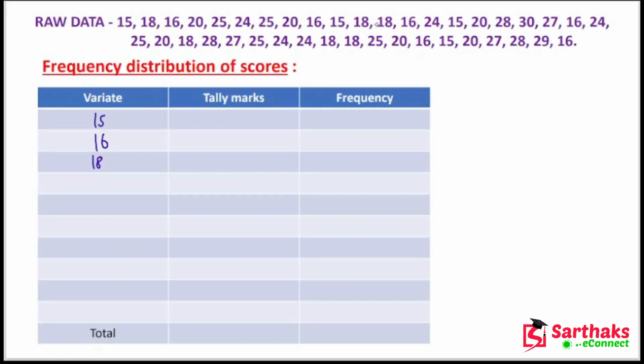So let us complete this table. After 18, do we have 19? No, we have directly 20. Okay, after 20, we do not have 21, 22 or 23 also. We have 24. Then we do have 25. Do we have 26? No, we have 27 directly. Then 28 is there. And 29 is there. And the last one is 30. Okay, so how many data points? 1, 2, 3, 4, 5, 6, 7, 8, 9, 10. So there are total 10 rows because there are 10 different kinds of data points.